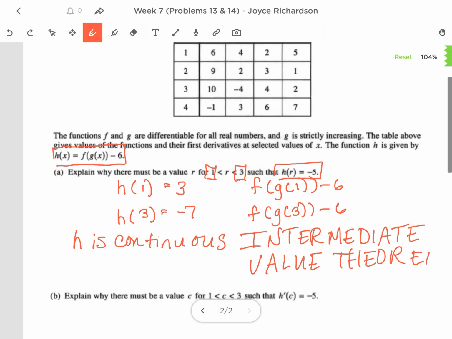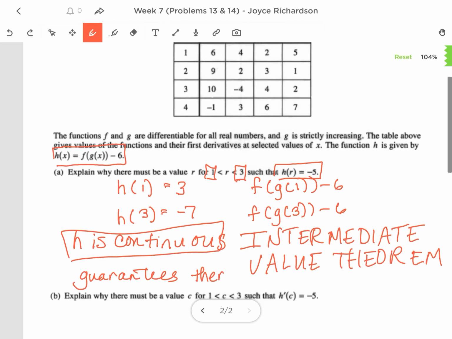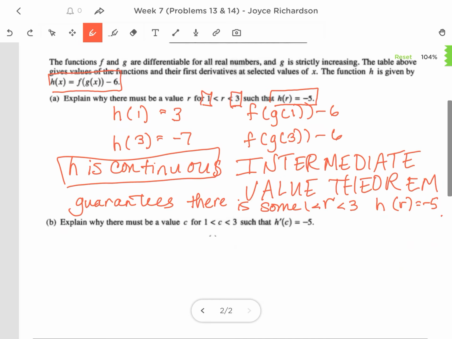So if I put "by the intermediate value theorem," this is what I'm looking for, but h has to be continuous, okay? So since h is continuous, the intermediate value theorem guarantees there is some r that lives between 1 and 3 such that h of r is equal to negative 5. So that's how you need to write that.